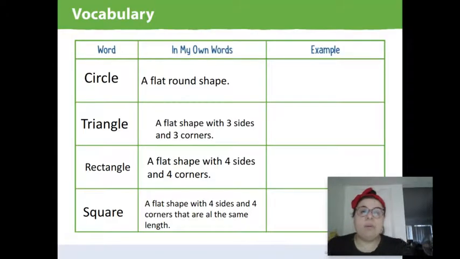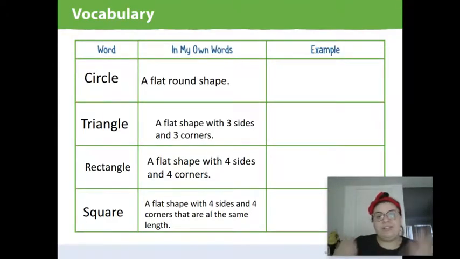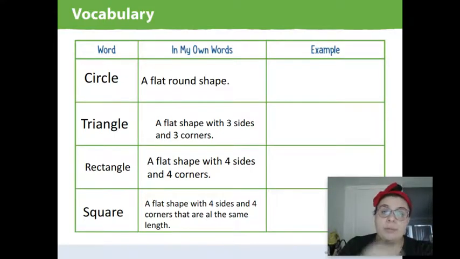We have one more. Our vocabulary. Vocabulary is very important. So we have our graphic organizer. On the left, we have our words. So circle, triangle, rectangle, and square. And I wrote in my own words, but as another exit ticket, I would like you to draw the shape. For a circle, you're going to draw a circle. For a triangle, you're going to draw a triangle. For a rectangle, you're going to draw a rectangle. And for a square, you're going to draw a square. Go ahead and fill that in, push pause.